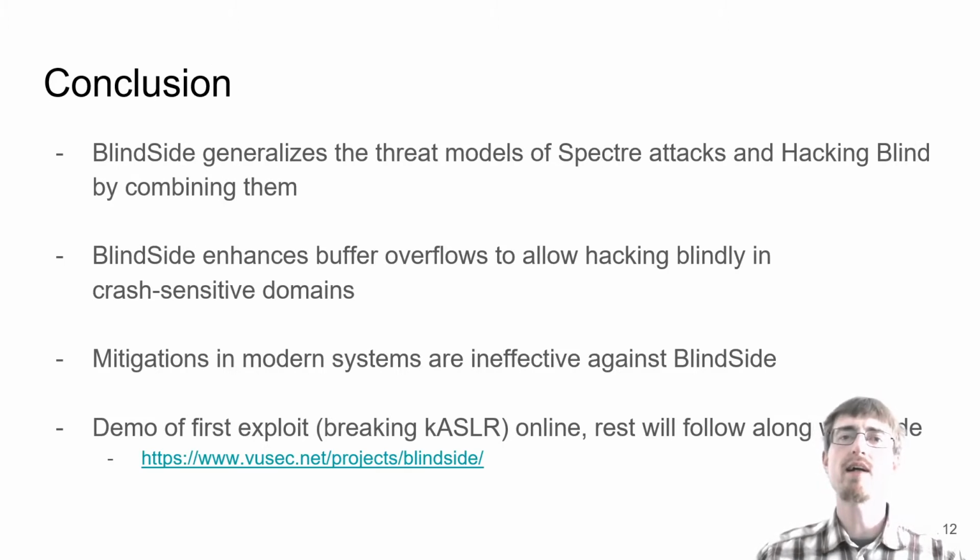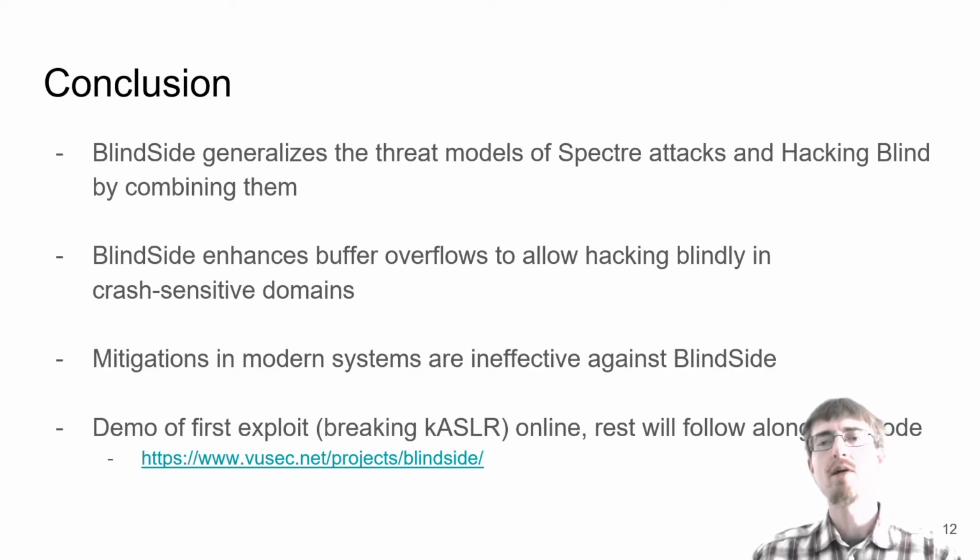So what I've shown here, I've slightly condensed the presentation, so not all the material was in there, but I've shown how a modern attack can actually use modern hardware attacks like Spectre and combine them with existing software attacks like hacking blind to make a much stronger exploit primitive. Now we managed to use buffer overflows to hack blindly, even in cases where a program crash kills the system, such as the kernel. Moreover, we have shown that mitigations that are available in modern systems are not effective here.